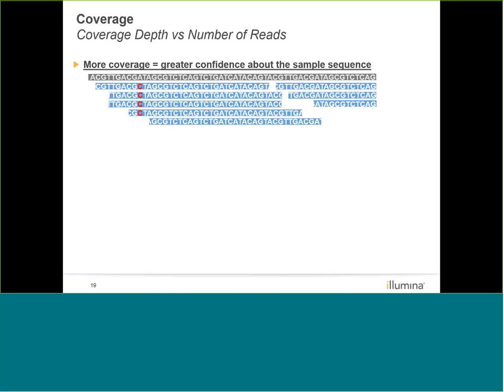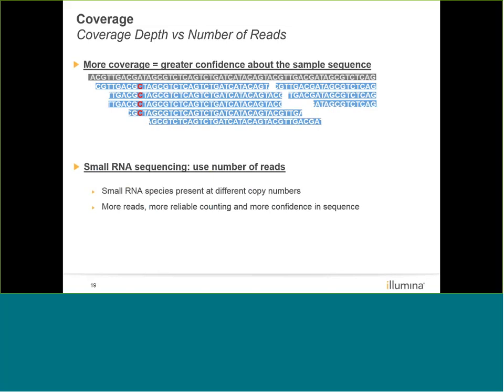You probably hear about X number of coverage when people talk about sequencing. In the RNA sequencing field, we use the number of reads to describe coverage. That's just because RNA species are present at different copy numbers. So when you say coverage, which particular RNA species are you referring to? You probably get a really high number of coverage for the high abundant expressor, but low coverage for the low expressors. That's why we use a number of reads to describe coverage in RNA sequencing. The more reads you have, the more reliable you're going to be in terms of counting the number of small RNA species, or more confidence in the sequence that you get from the sequencing run.